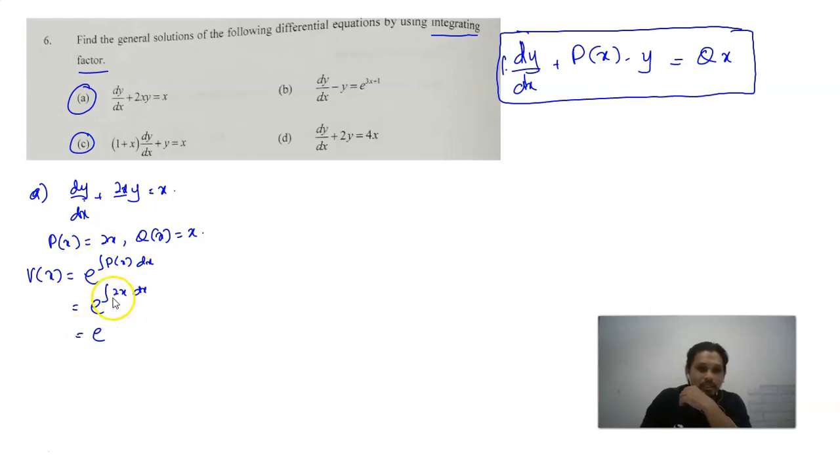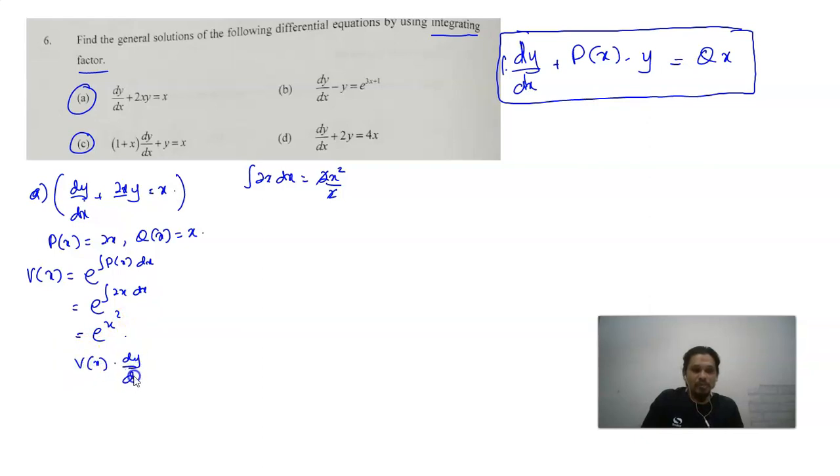P(x) here is 2x, so the integral of 2x dx equals 2x squared divided by 2, am I right? So 2 divided by 2 is 1, giving x squared, and the integrating factor is e to the power of x squared. We are going to multiply this with the whole equation: V(x) times dy/dx plus V(x) times 2xy equals V(x) times Q(x), which is x.